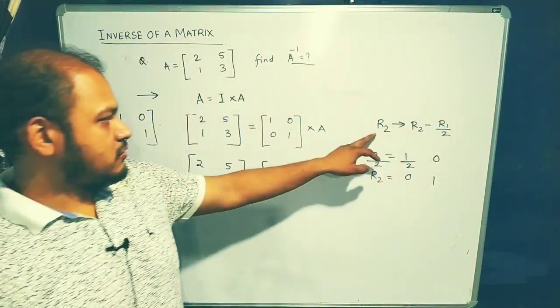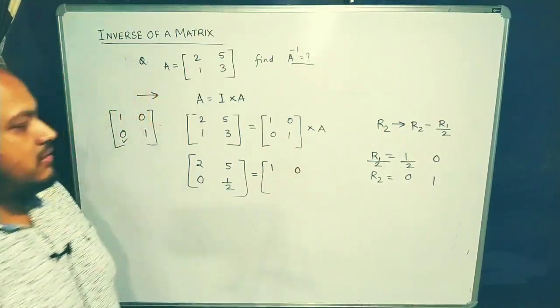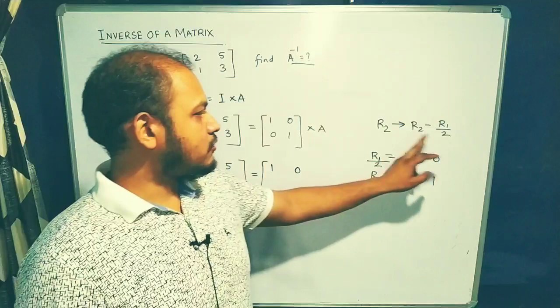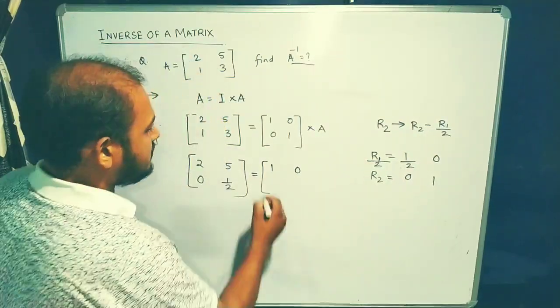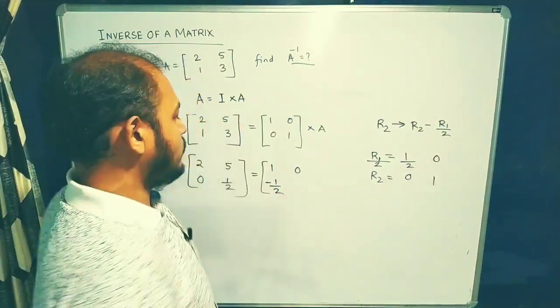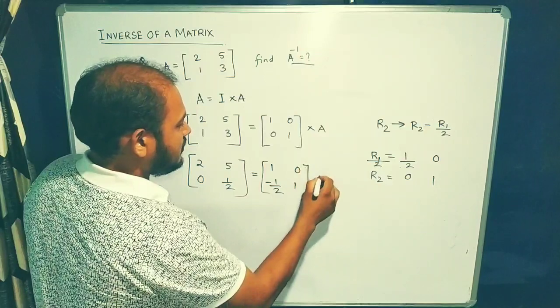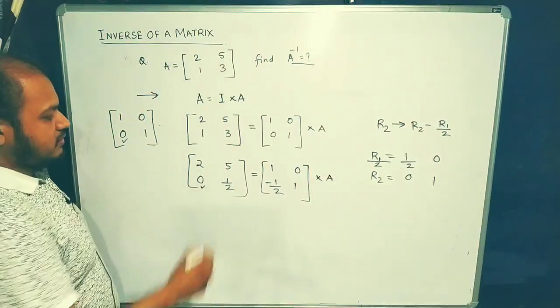So now we see that the first row is not getting changed, so pick the first row as it is, and in the second row we have R2 minus R1 by 2. R2 minus R1 by 2 is 0 minus half, which is minus half, and 1 minus 0 is 1. Place it here, multiplied by A. So we have successfully attained a 0 at this position.